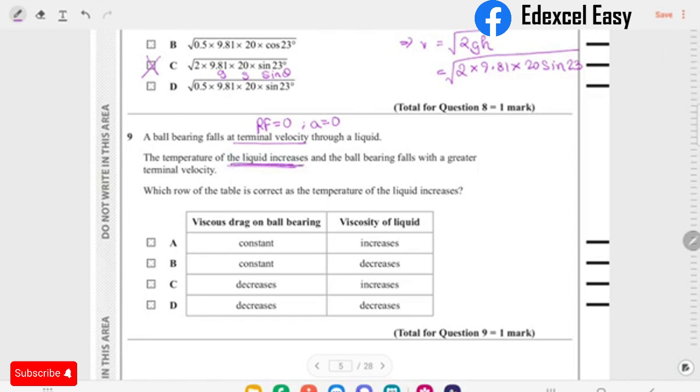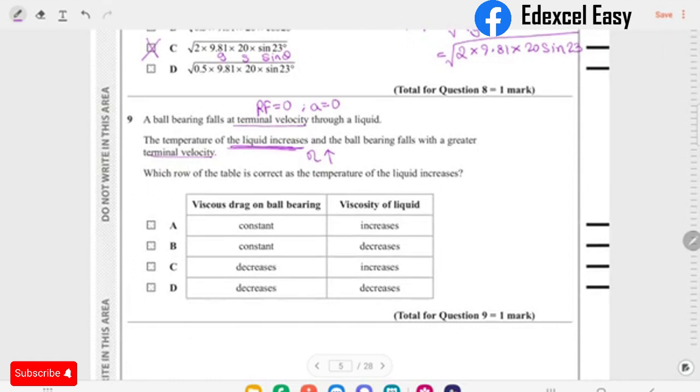If the temperature of the liquid increases, with this increase in temperature, its viscosity is supposed to increase. So we can also write that viscosity will also increase since they are directly proportional. And the ball bearing falls with a greater terminal velocity. Okay, so it's not indicating that it is accelerating. It is still falling with constant velocity, but at a higher magnitude. Which row of the table is correct as the temperature of the liquid increases for the viscosity and for the viscous drag over here?